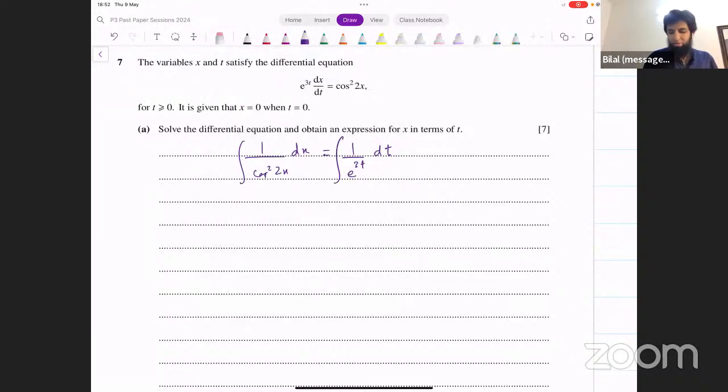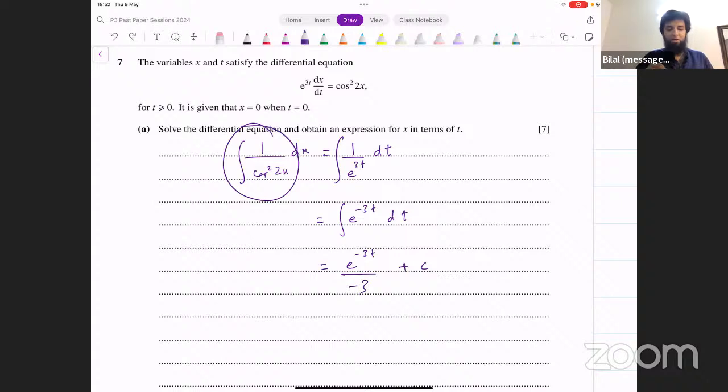Both sides are actually simple, but let me do this right side first. You can write this as e raised to the power minus 3t. What's the integration of e raised to the power minus 3t? You'll say e raised to the power minus 3t as it is, divided by the derivative of this thing, which is minus 3. You have a plus c here on the right side.